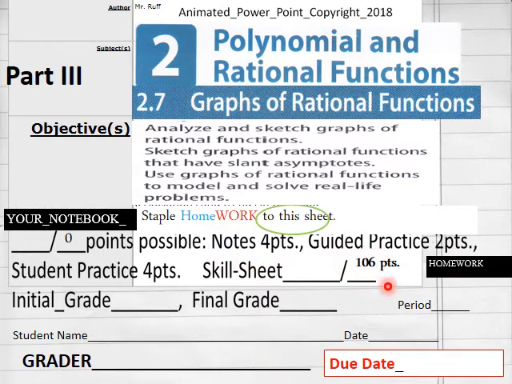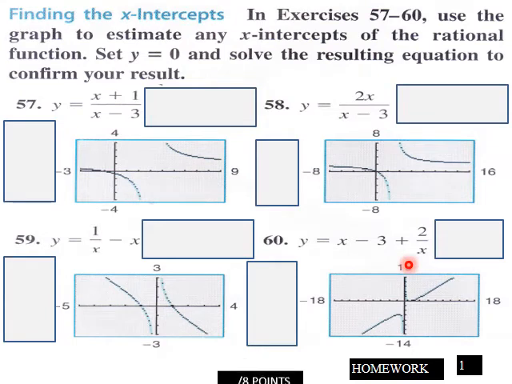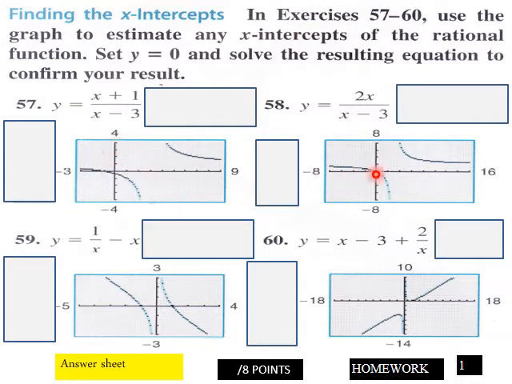We got 106 points here of homework assignment on part 3. Okay, here we are with page 1 of 2.7 part 3 homework. Use the graph, and these are the graphs here that you need to critique, and estimate any x-intercepts. Put that in these response boxes here, or attach a sheet to this homework. This homework's pretty involved, so attach a sheet.